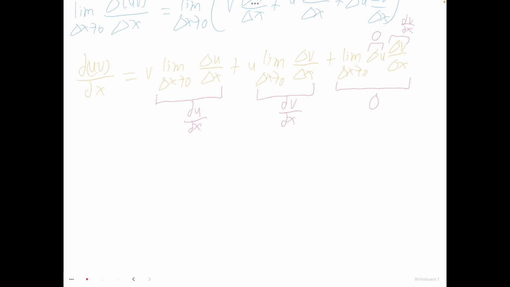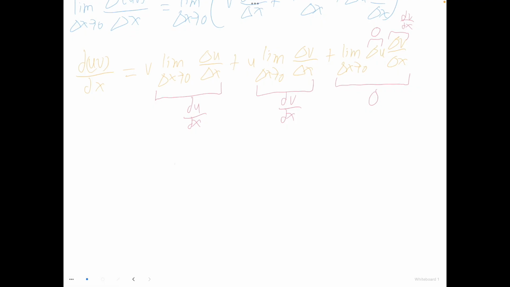And so what we found, then, is that we have d of uv over dx, the derivative of u times v with respect to x, equals v times the derivative of u with respect to x, plus u times the derivative of v with respect to x. And this, if we change it back to being in terms of f and g, is going to be our product rule. And so we have the following result. This is called the product rule.